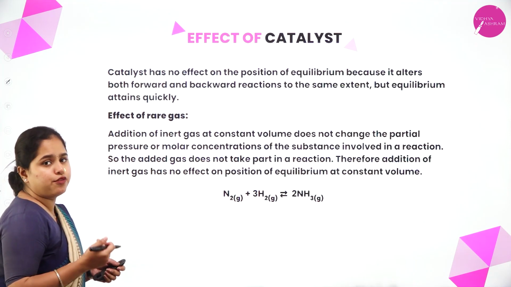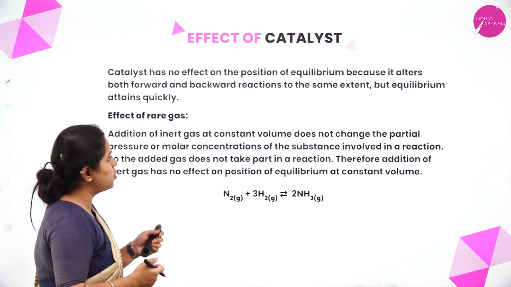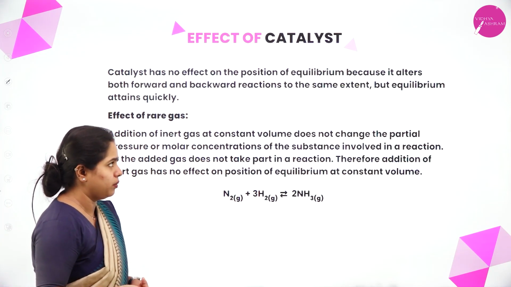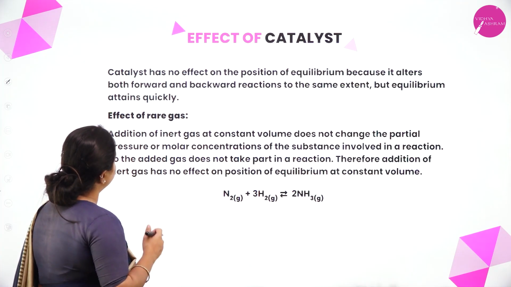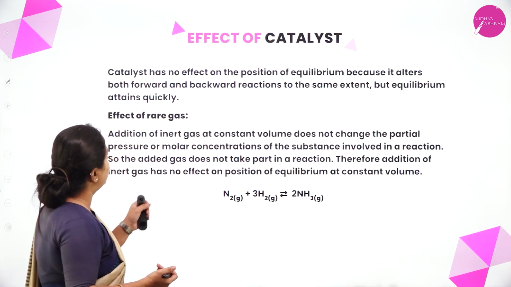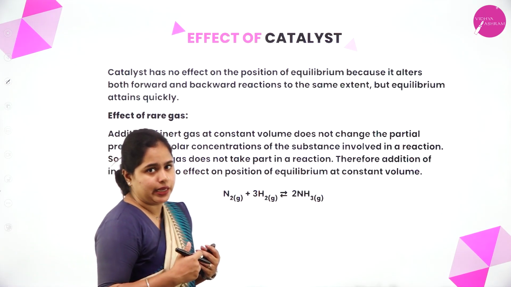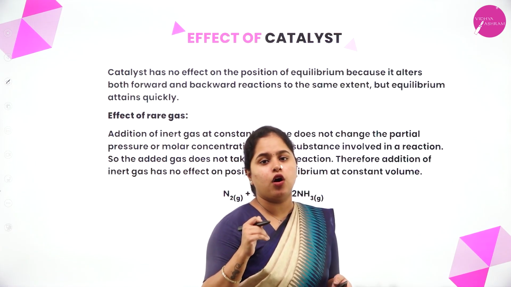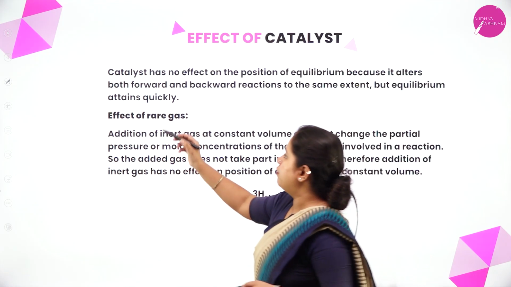Now, the next one is the effect of catalyst. A catalyst has no effect on the position of equilibrium because it alters both forward and backward reactions to the same extent, but equilibrium is attained quickly. We have discussed the effect of catalyst in the beginning of this chapter as well.